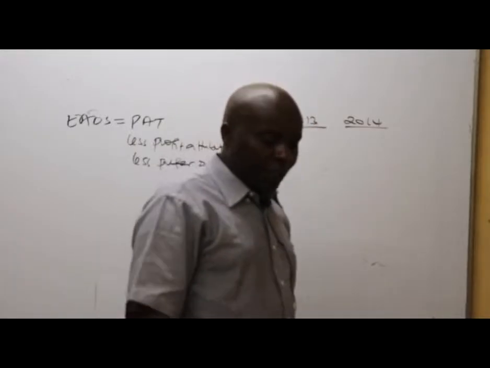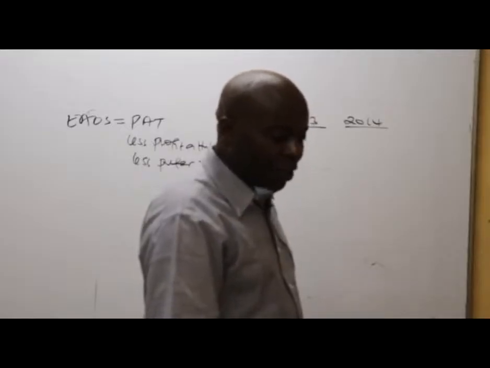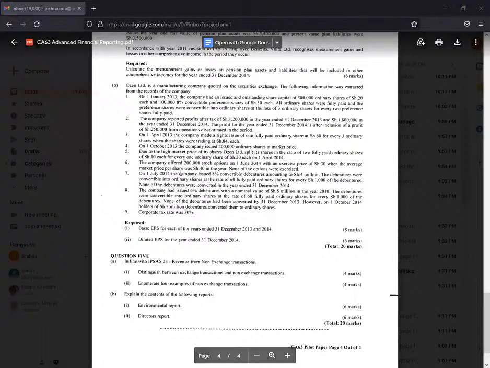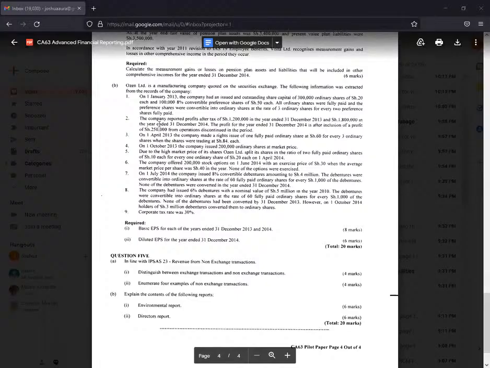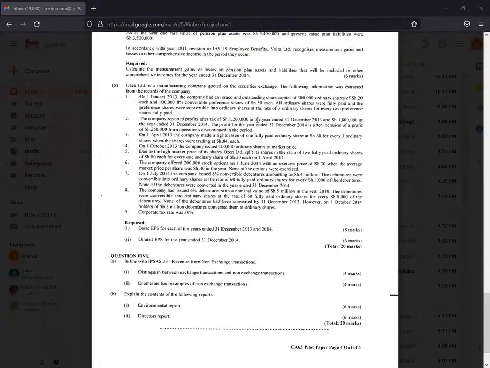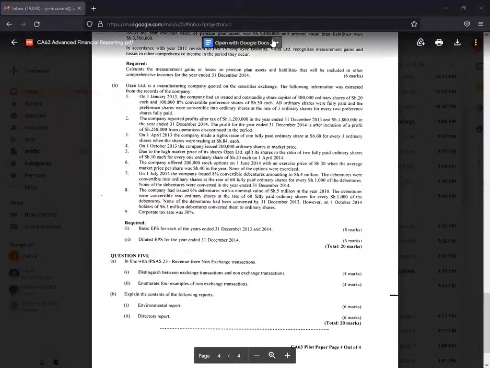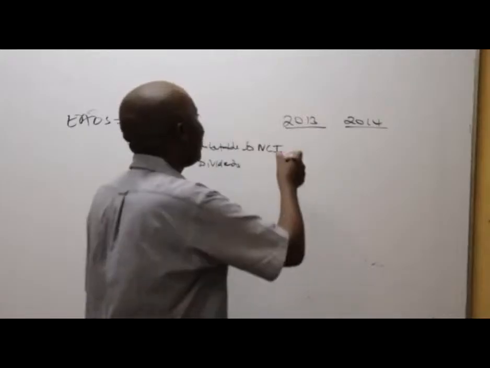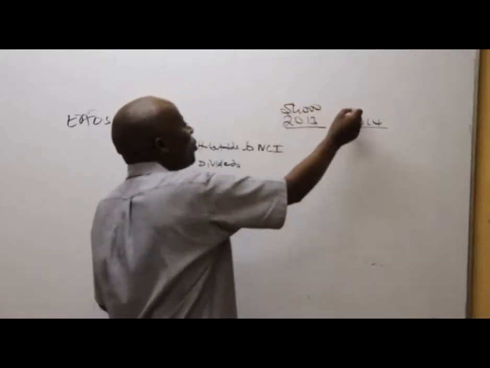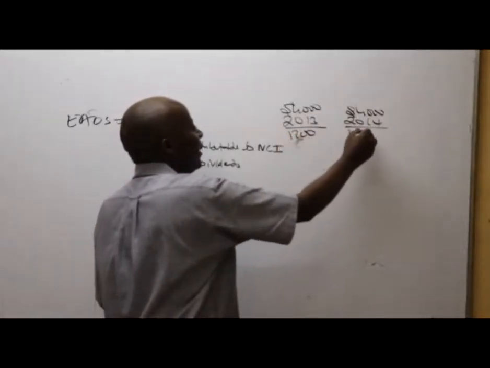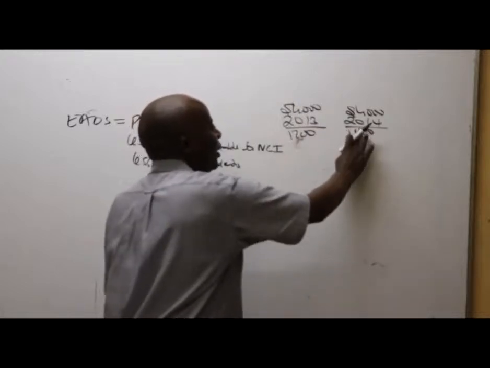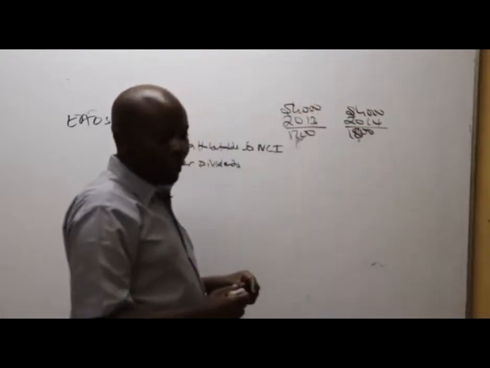Great. Ladies and gentlemen, we come here. Please, let's give this examiner the profits attributable to ordinary shareholders. So we start with the reported profit. Note number 2. The company reported profits after tax of 1,200 and 1,800. I would want my figures here to be in shillings, thousands. So they say 1,200 profit after tax, and the other is 1,800.